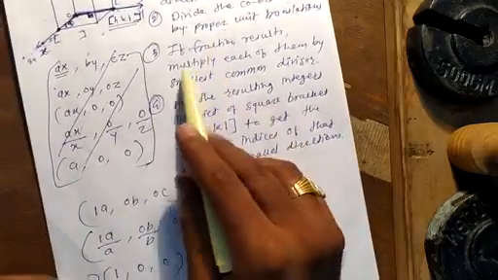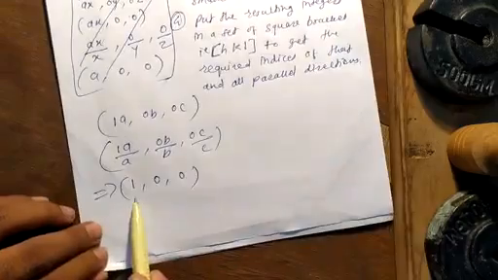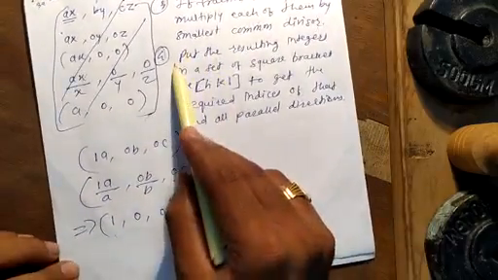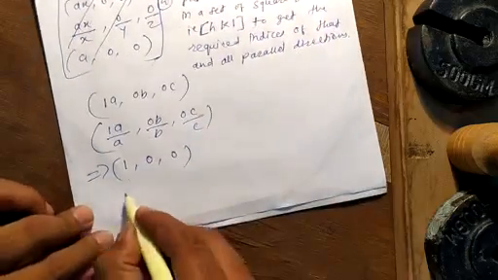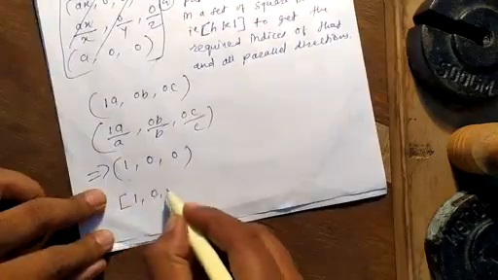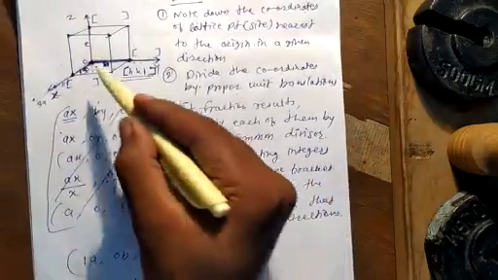Now what is the third step? If a fractional result appears, multiply each of them by the smallest common divisor. We do not get any fractional result here. Now what is the last step? Put the resulting integers in a set of square brackets. Therefore this represents the direction of this particular site.